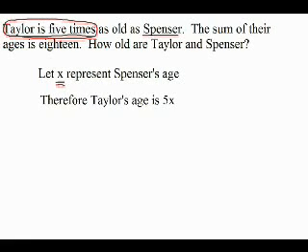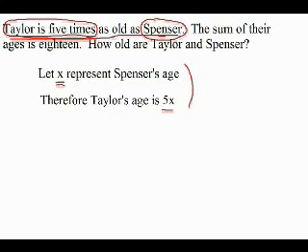When you're approaching a word problem, you're always going to be given at least two pieces of information. One of the pieces of information you're going to use to come up with your let and therefore statements. We use the fact that Taylor is 5 times as old as Spencer to come up with our let statement and therefore statement. Again, we chose x for Spencer's age because that's what we would want to know first. And once we knew what Spencer's age was, we could multiply it times 5 to get Taylor's age. To calculate Taylor's age, we multiply 5 times Spencer's age, so 5 times x.